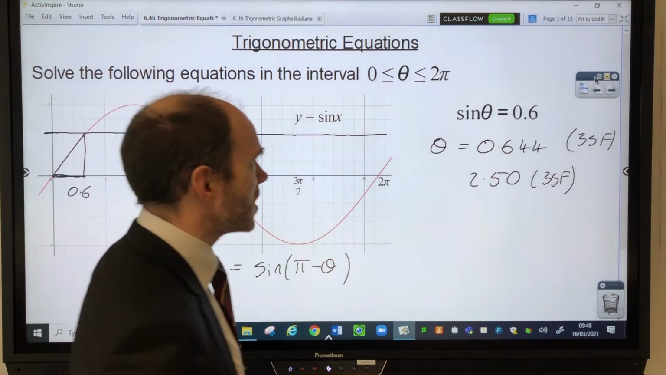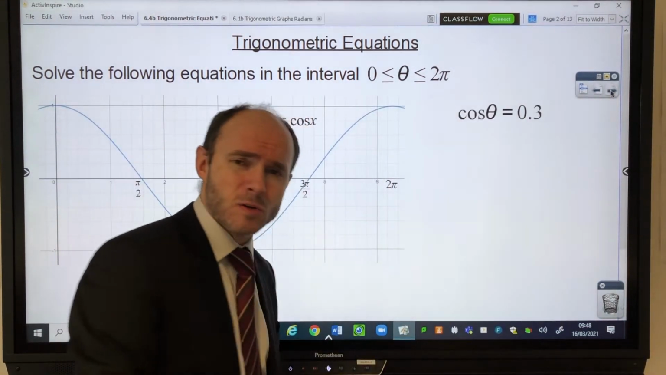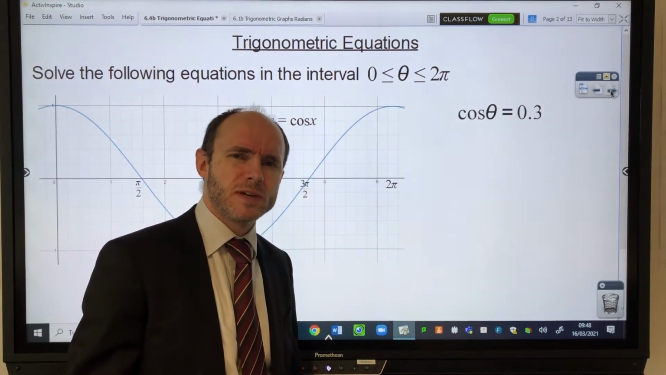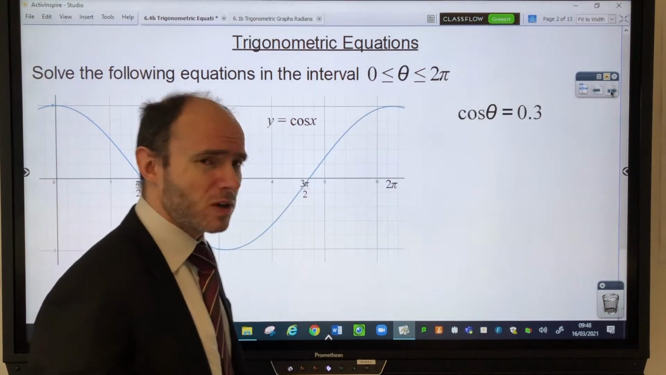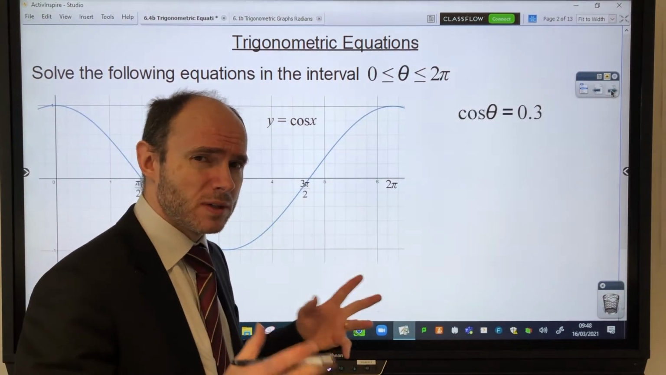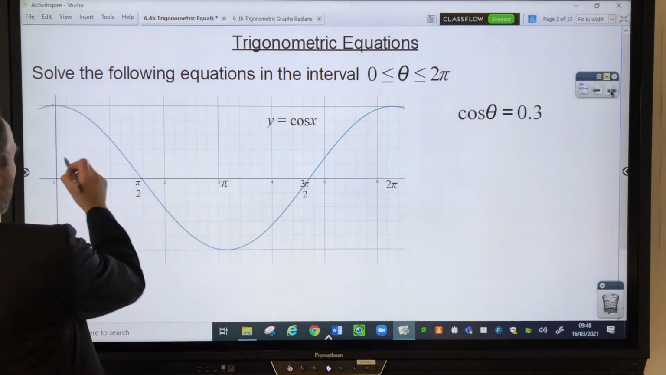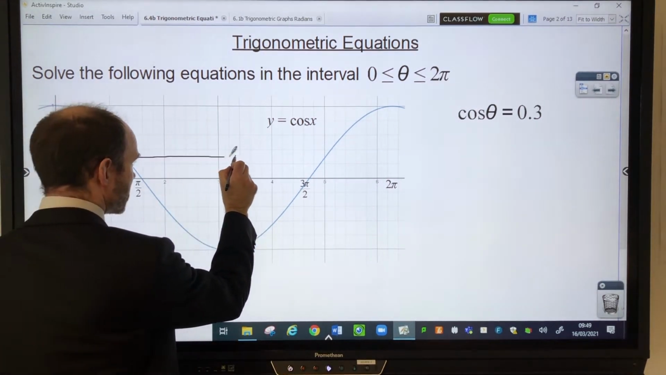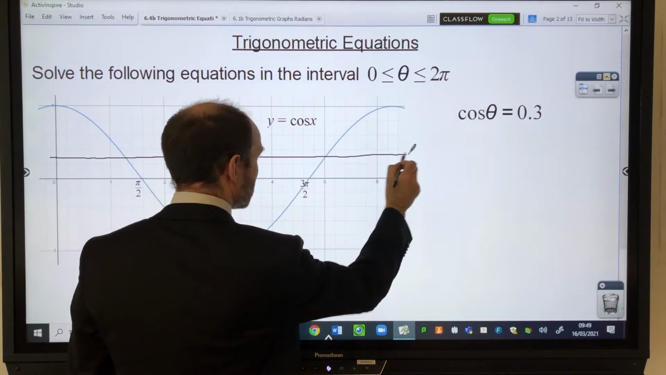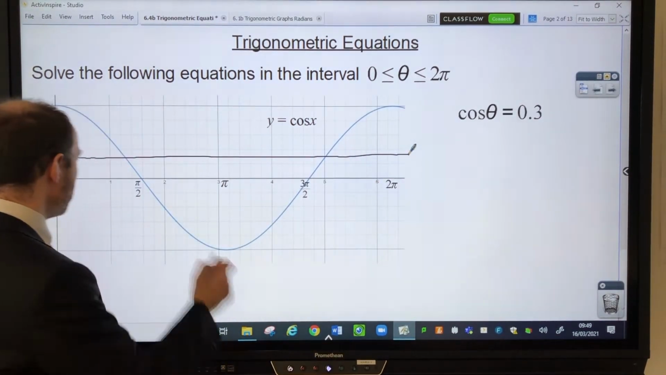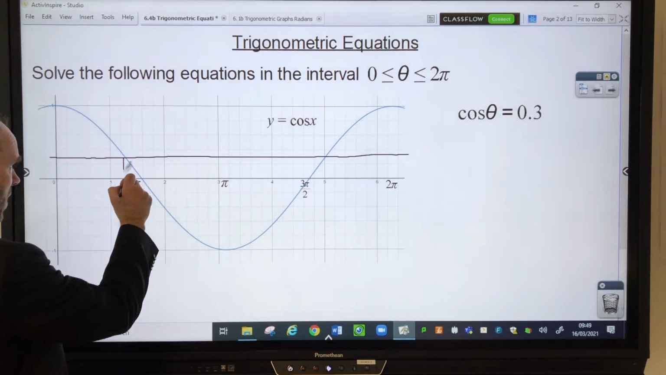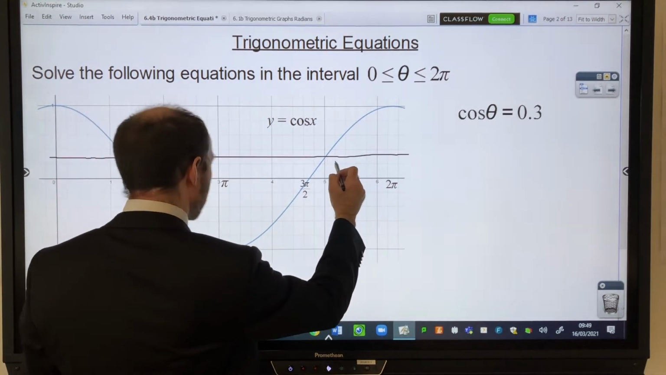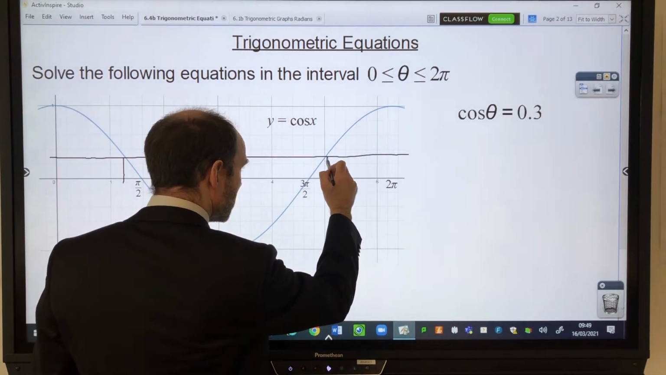Right, let's move on to the next one, a cosine question. Solve cosine theta is equal to 0.3. Again, the same interval. Because I know the first answer is going to give me something, I'm going to use the graph just to illustrate why there are 2 answers again. That is the line y equals 0.3, and I'm expecting one answer there. That's the answer my calculator is going to give me, and then I'm going to have to do something to work out the next answer, which is about there.